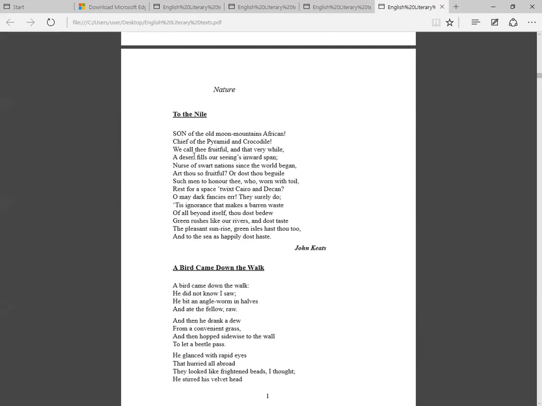Read all ending sounds. African crocodile, wild span, began, beguile, toil, decan, do, waste, bedo, taste, to, haste. I will read it again. This is pronounced as bedo.